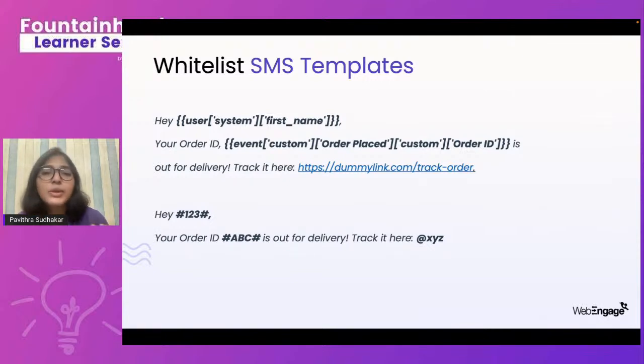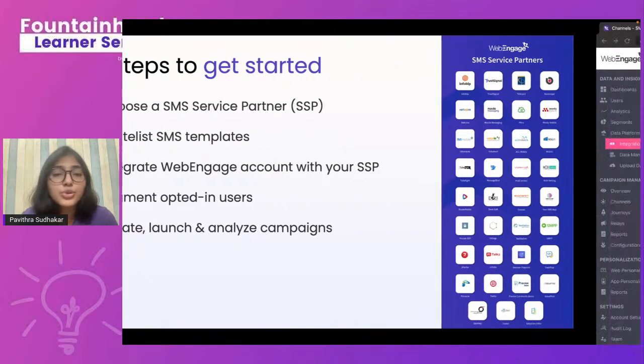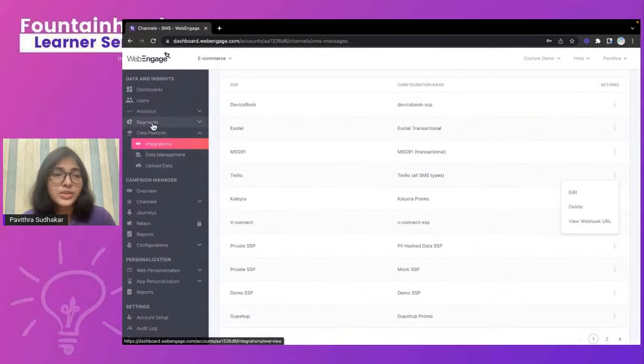Now, these templates need to be whitelisted if it's transactional or promotional. We will see more about the difference between these two in the next slide. But the second step is to get your templates whitelisted. Now, the third step we saw is to integrate your WebEngage account with your SSPs. And the fourth step is you need to get the opt-in from your users. If your users have furnished their phone number, and they've opted in for receiving SMS updates, then nothing like it, right? You just need to create a segment with these users and you can get started. I will show you how you can create segments with these users.